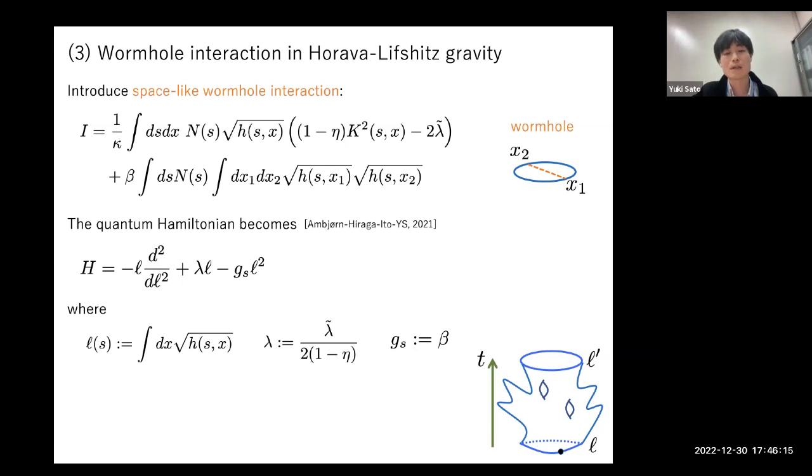Regarding the eta parameter here, the surprising thing is that when eta goes to 1, it is just the GR limit, so this term disappears. But your result seems to show that eta is non-zero and not 1.